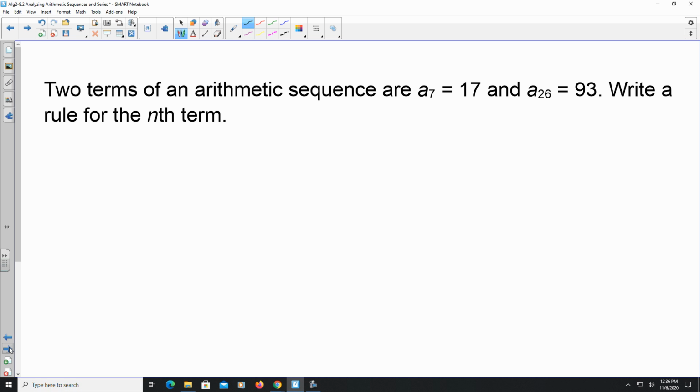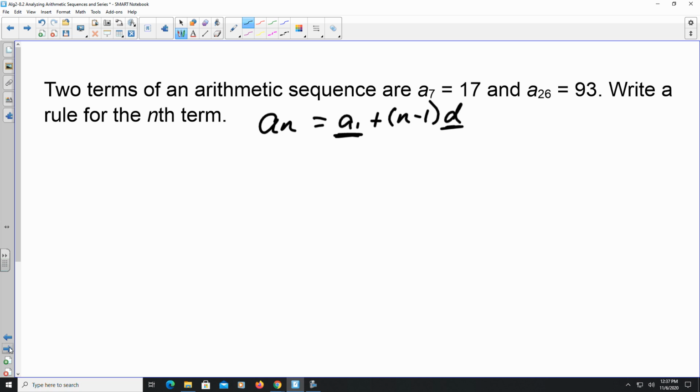Here, they're giving us 2 terms of an arithmetic sequence. From here, they want us to write a rule for the nth term. Looking at this, a sub n is equal to a sub 1 plus n minus 1 times d. Our unknowns in this case are a sub 1 and my common difference d. Since I have 2 unknowns, I need 2 equations. Luckily, they give us 2 terms, so we can use 2 equations.